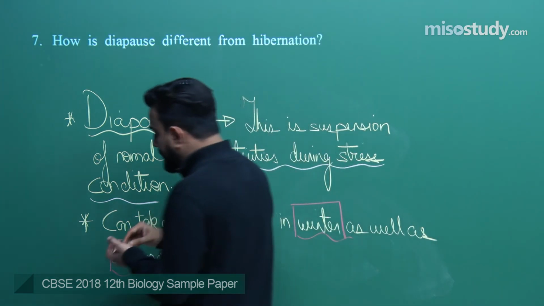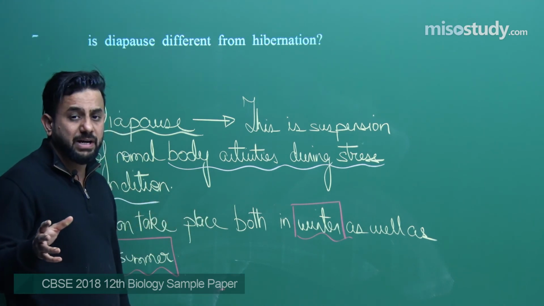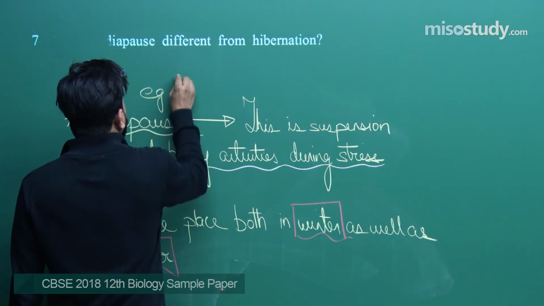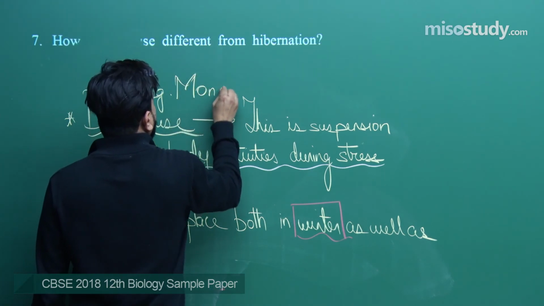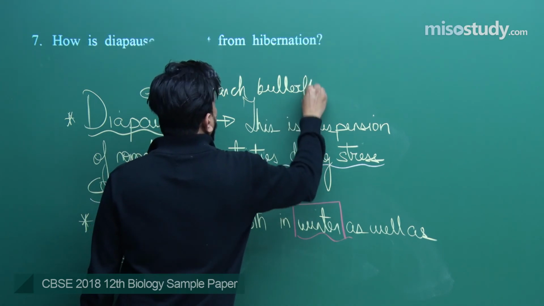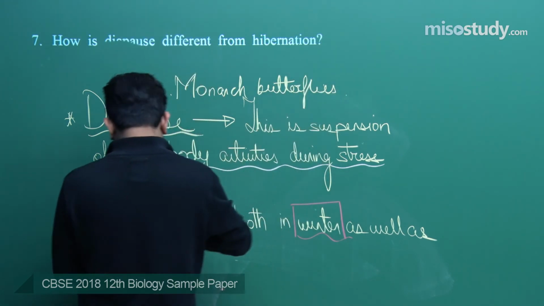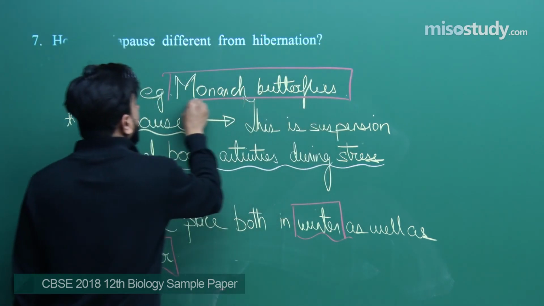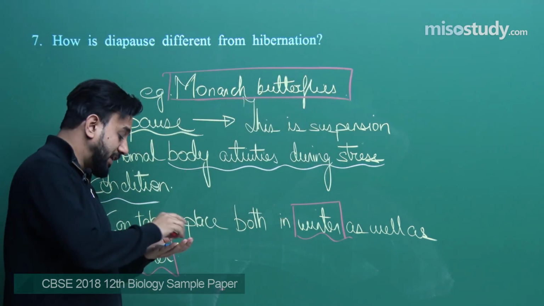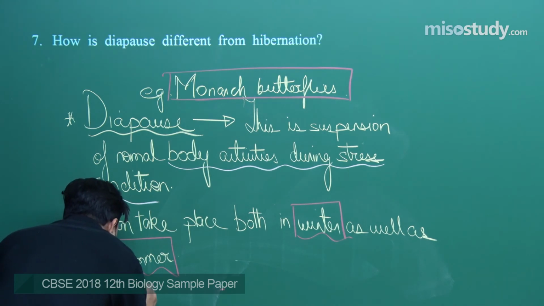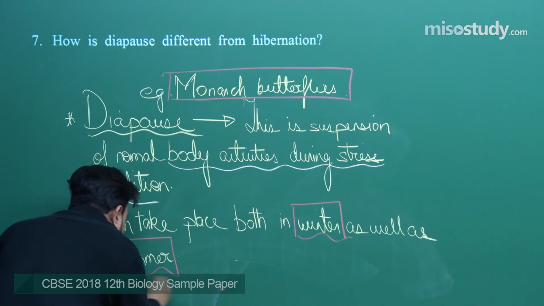The best example of this will be the monarch butterflies. And here there is a reduction in free water. In this mechanism of diapause, there will be a reduction in free water.